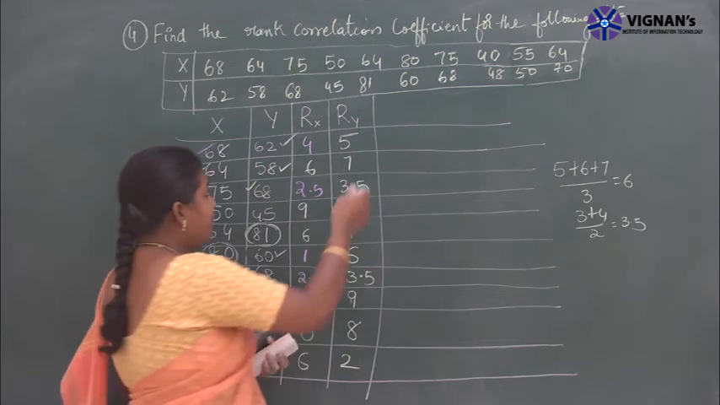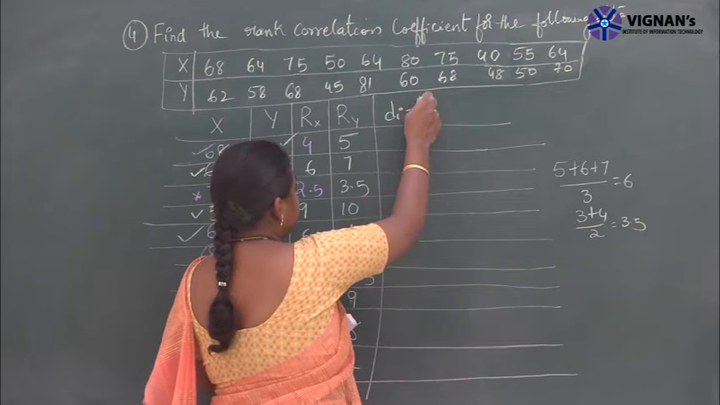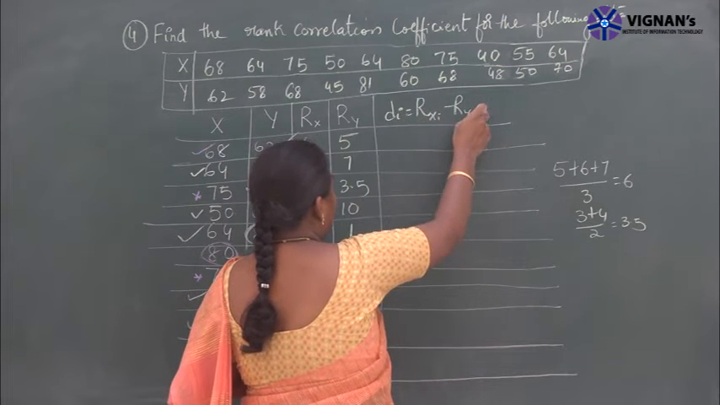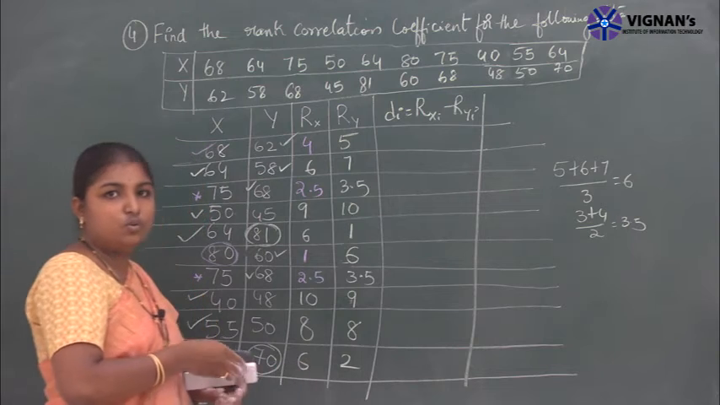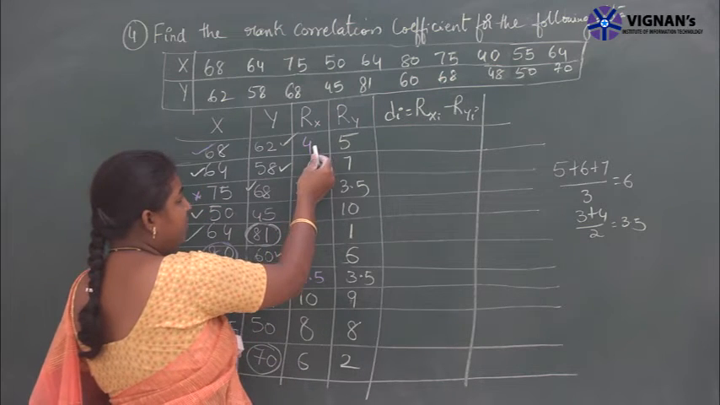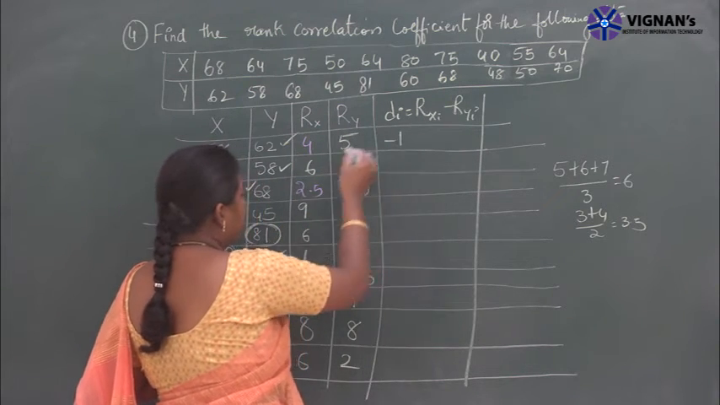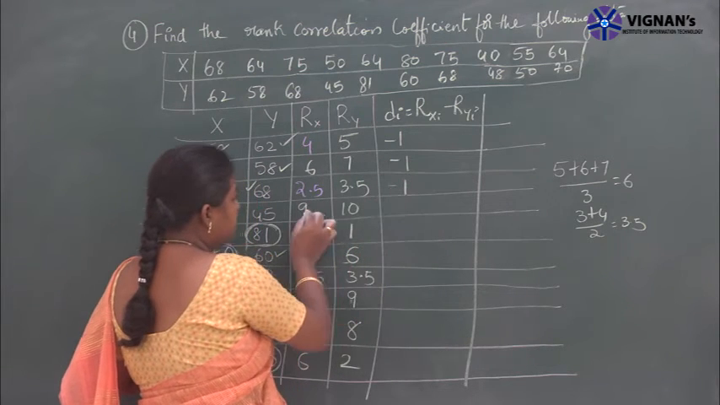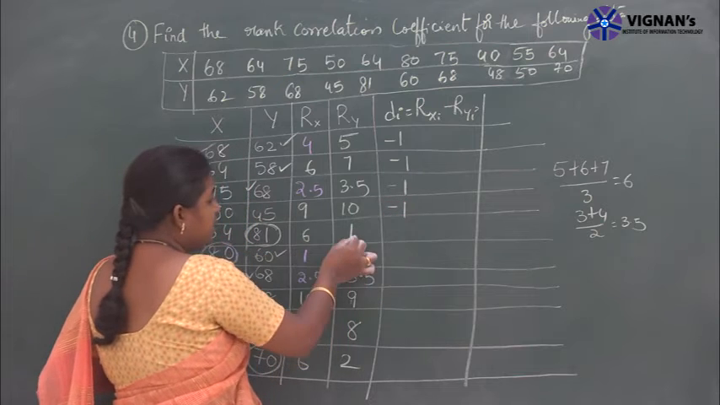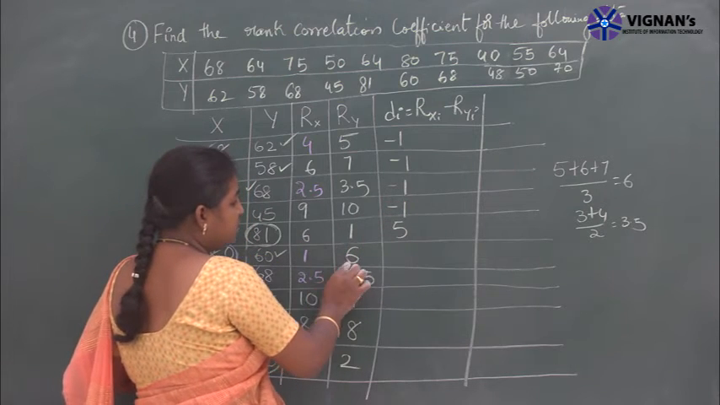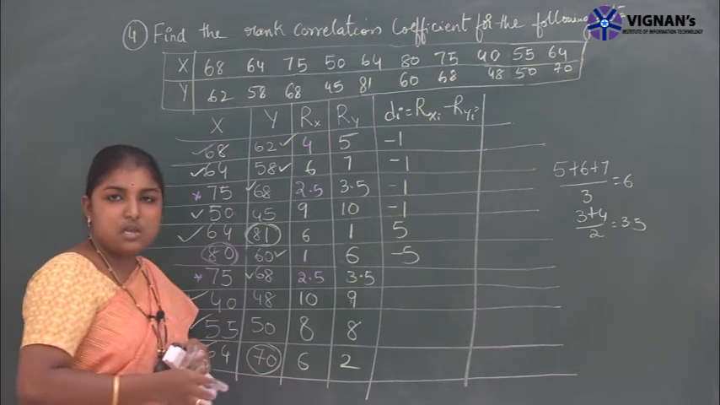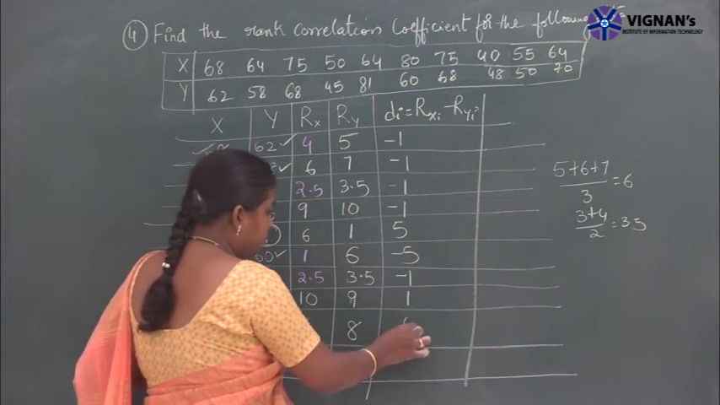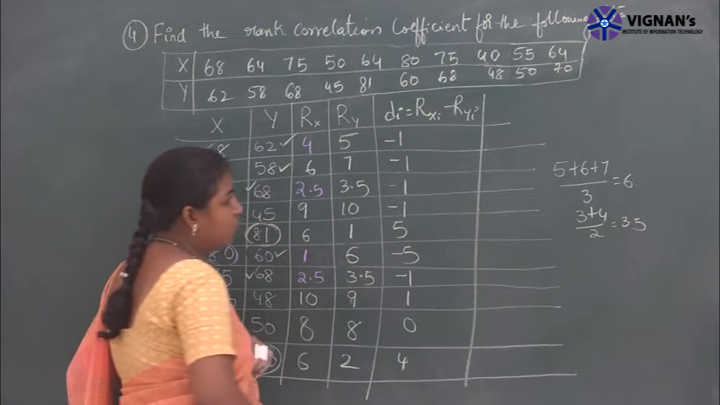So next, we are finding di. di is the difference between two ranks, Rxi minus Ryi. Okay, the deviations of two ranks. So now we are finding the deviation: 4 minus 5 is minus 1, 6 minus 7 is minus 1, 2.5 minus 3.5 is minus 1, 9 minus 10 is minus 1, 6 minus 1 is 5, 1 minus 6 is minus 5, 2.5 minus 3.5 is minus 1, 10 minus 9 is 1, 8 minus 8 is 0, 6 minus 2 is 4.